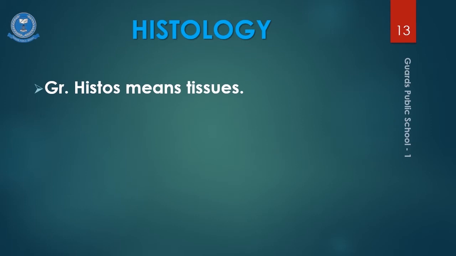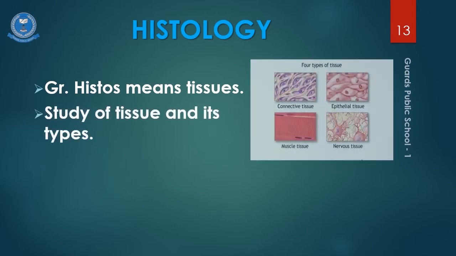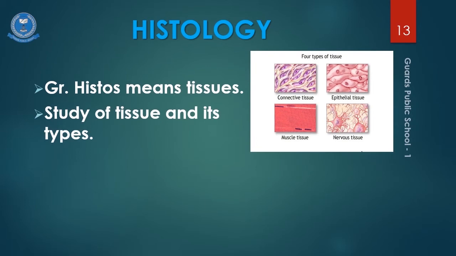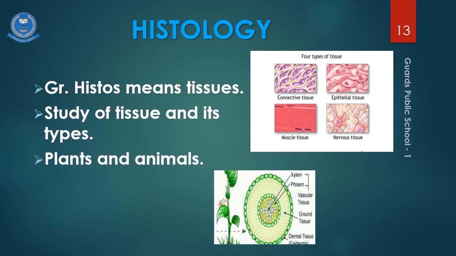Histology. In Greek, it is named histos, which means web or tissues. Students, in your previous classes, you studied that when two or more cells combine, they form tissues. So, histology is that branch of biology which deals with the study of tissues of plants and animals. It deals with the study of tissues of the body and how these tissues are arranged to constitute organs.